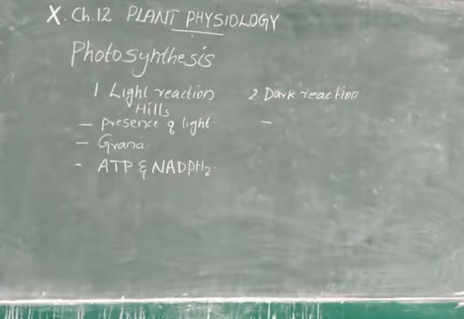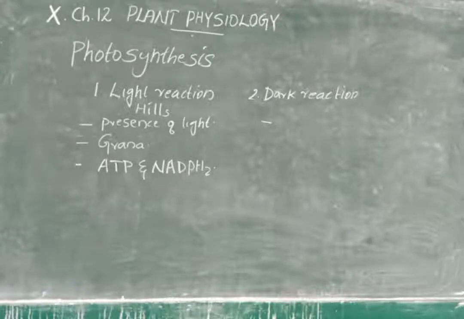So in light reaction, what happens? The chlorophyll pigment absorbs the light energy and converts it into chemical energy, that is ATP and NADPH2. These ATP and NADPH2 are formed in the grana and move to the stroma of the chloroplast. So this is light reaction.